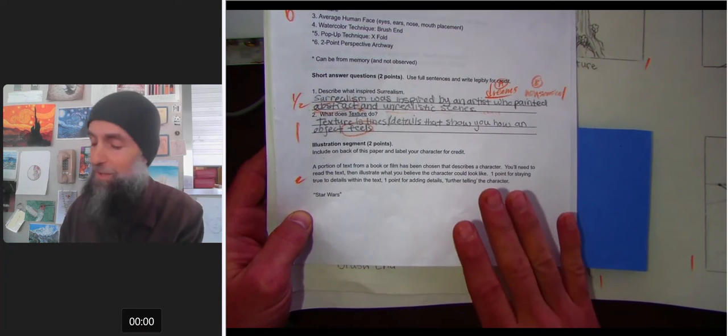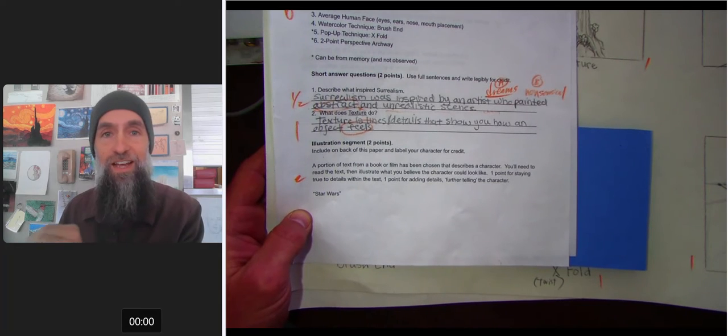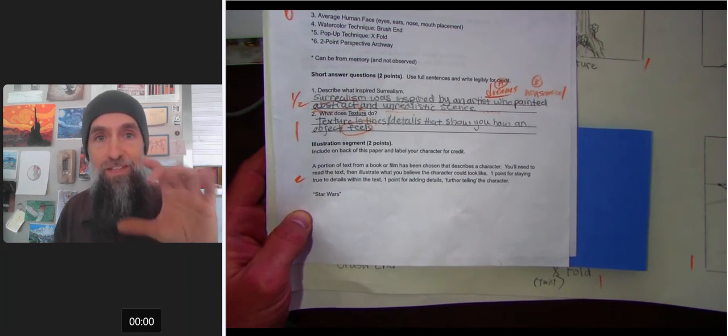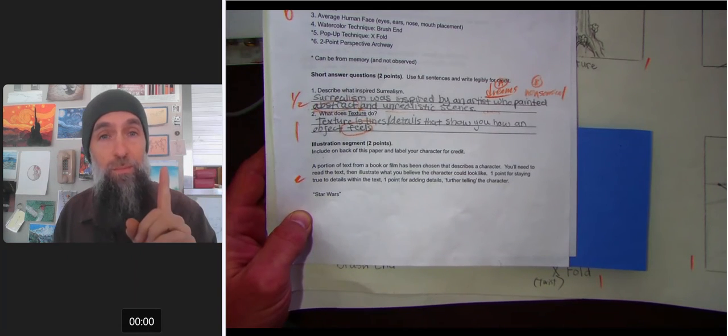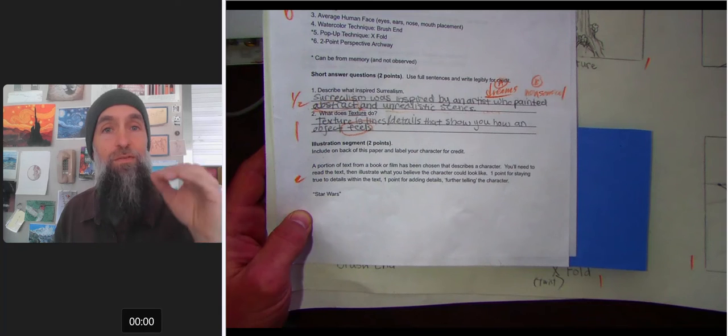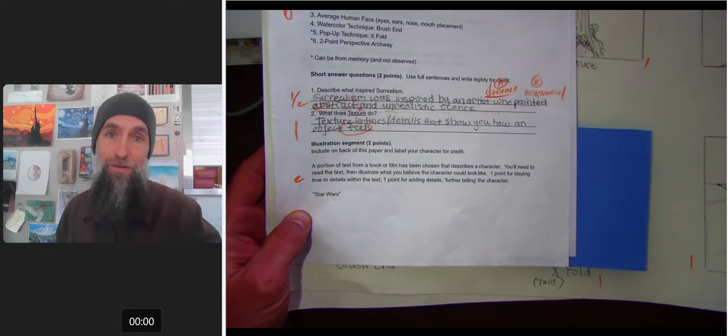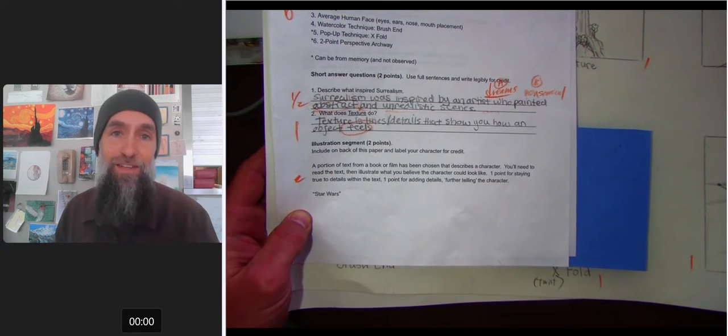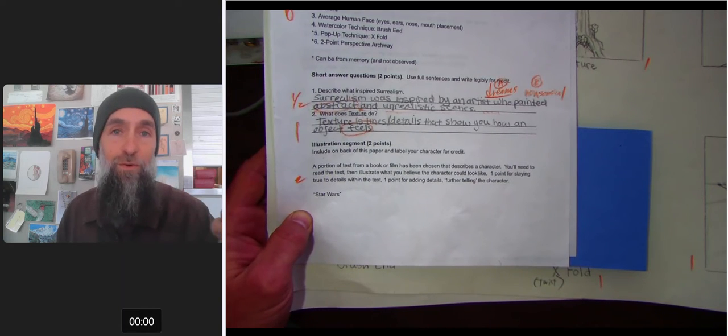I'm not going to tell you ahead of time. But I choose from that script characters, and you're going to get a small text that describes the character. You get 1 point for being true to the details that are given, and you get 1 point for further telling the character. So this is what an artist does, right? An illustrator, we further tell the story visually.